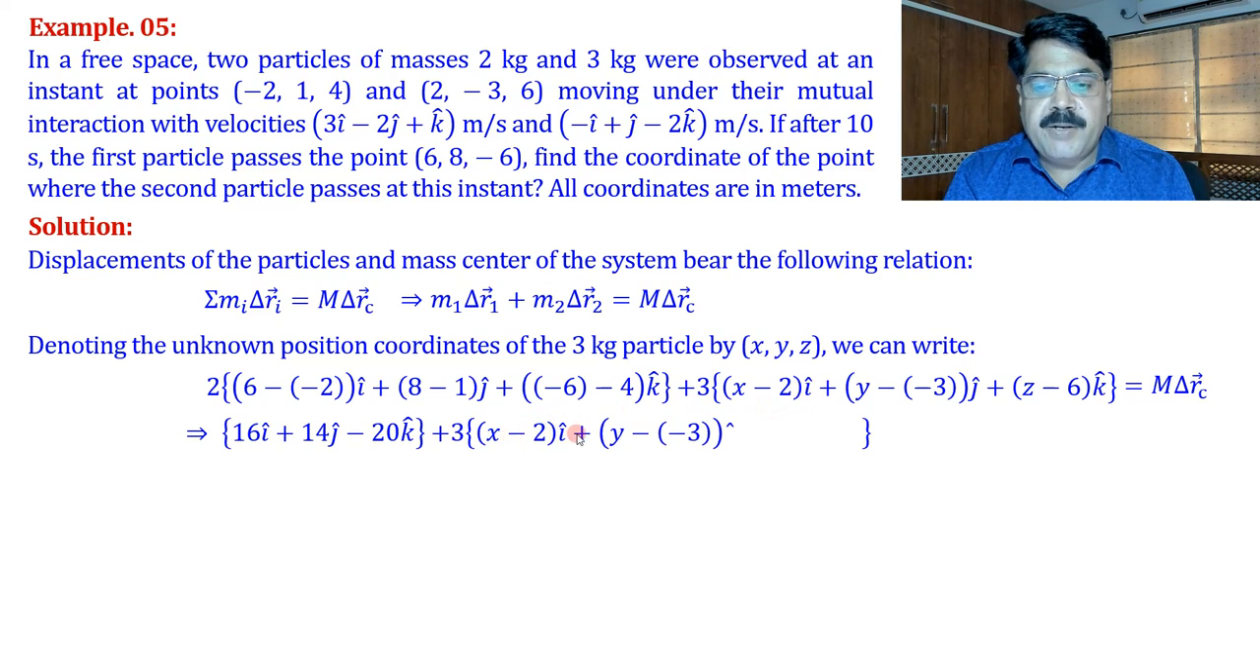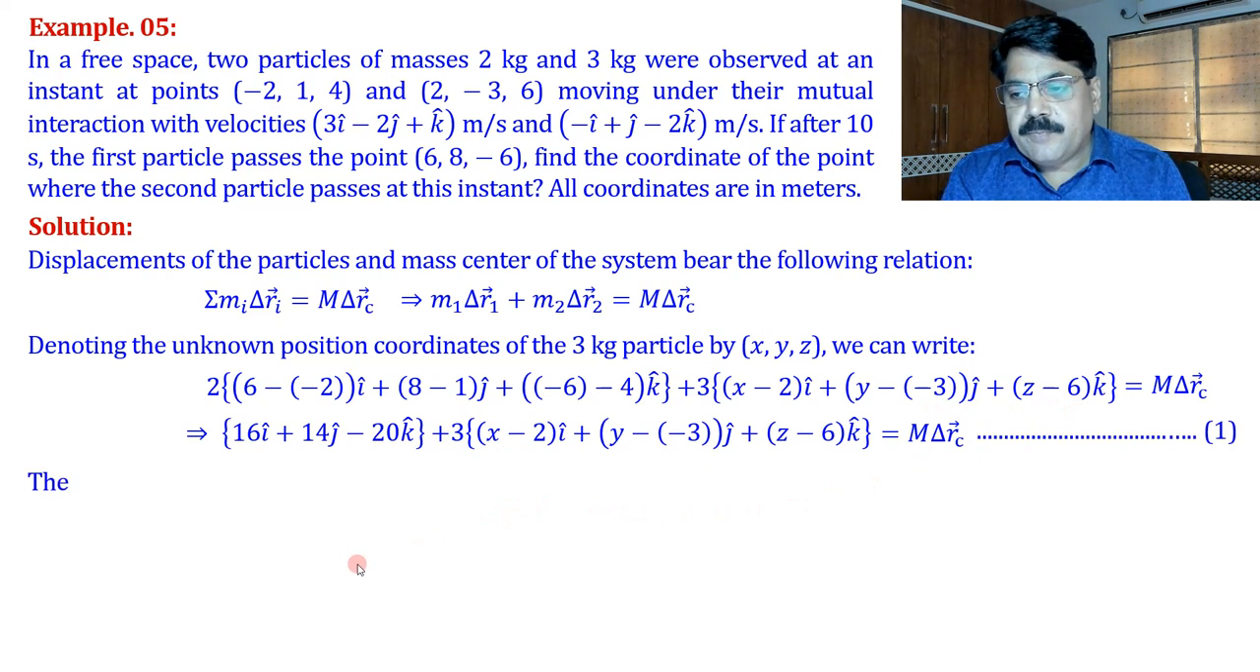3 into x minus 2 i cap plus y minus 3 j cap plus z minus 6 k cap. So this will be m into delta RC. So we have simplified this term here and we have kept other things intact. Let's call this equation number 1.